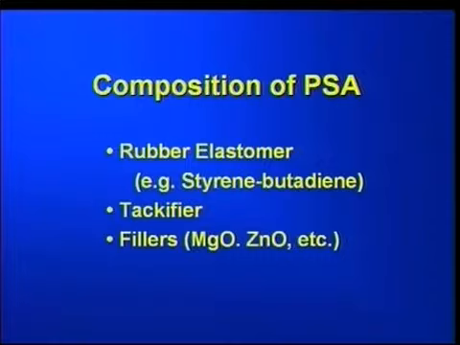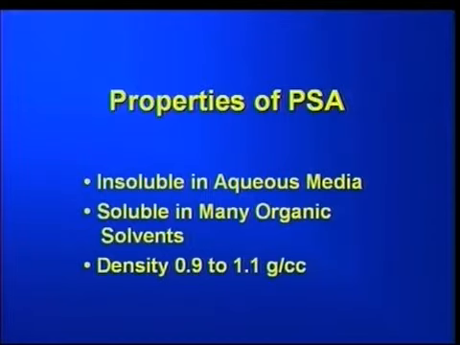Pressure sensitive adhesives are composed of a rubbery elastomer as a primary component, for example styrene butadiene. They also contain some tackifier to allow the adhesive to wet the surface, and then there are some inorganic oxides used as fillers. Like hot melt, pressure sensitive adhesives are also insoluble in aqueous media but dissolve readily in many organic solvents. Due to the presence of inorganic oxides, the density of some of the pressure sensitive adhesives can be slightly above 1.